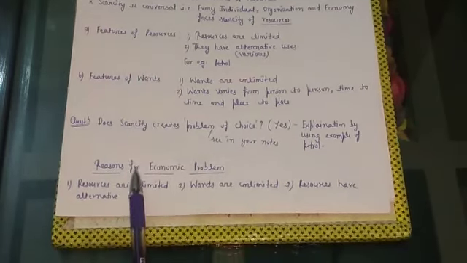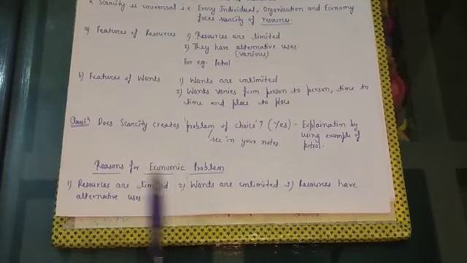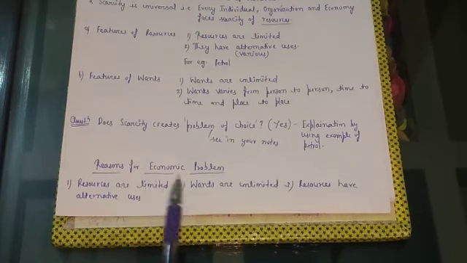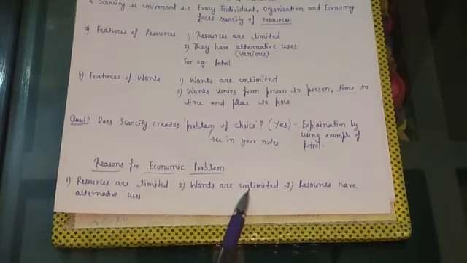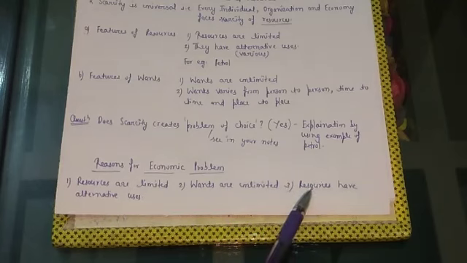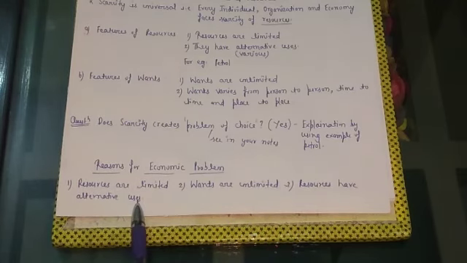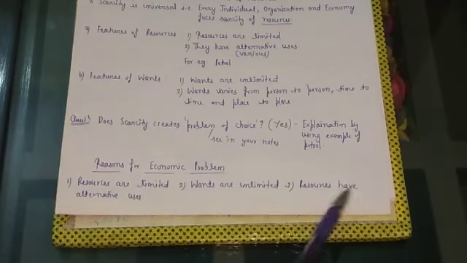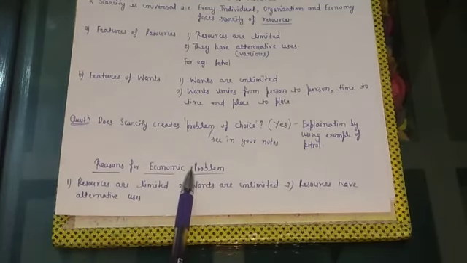See next, reasons for economic problem. There are three reasons for the economic problem. First is resources are limited. We know that resources are limited. Second is wants are unlimited. Third is resources have alternative uses. There are two properties of resources: resources are limited, but they have another property, they have alternative uses. So all these three reasons are causes of the economic problem. I hope you have all understood.